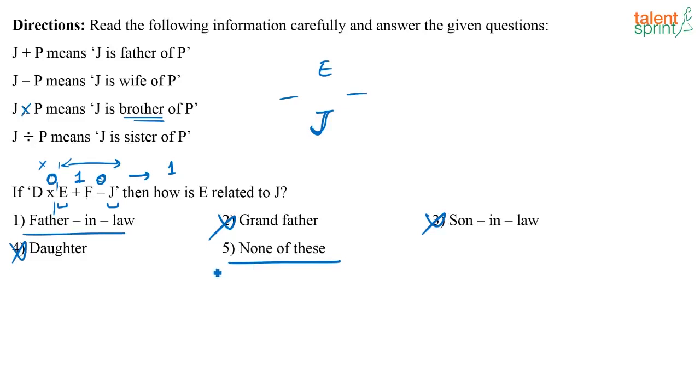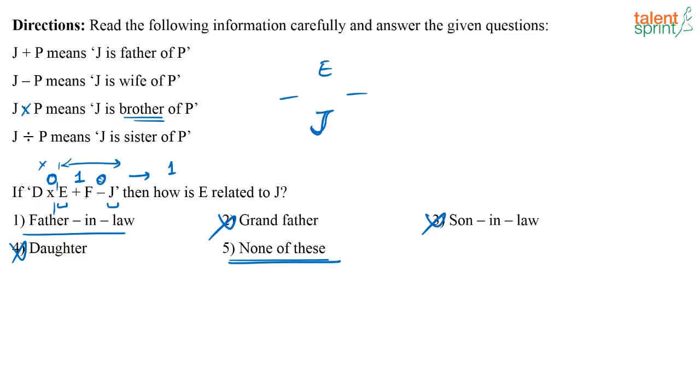Now, if you have none of these as the options, if it is not there, directly you can take father-in-law as the answer. But here, the father-in-law option is also there. So, you will have to check and verify whether it is correct and then mark that as the answer. Okay. Now, what is given here?